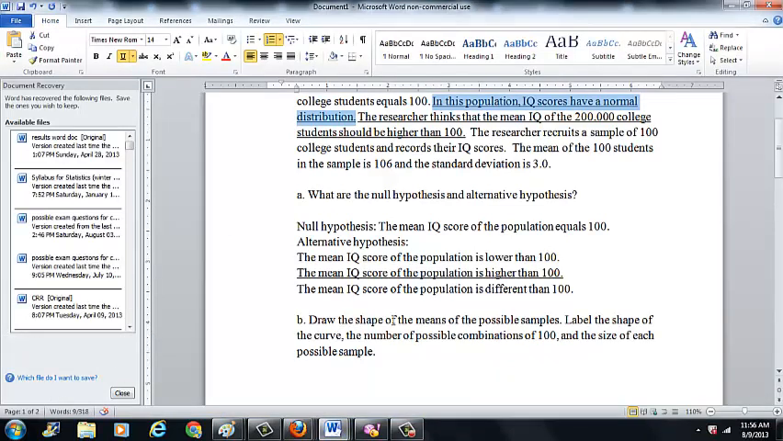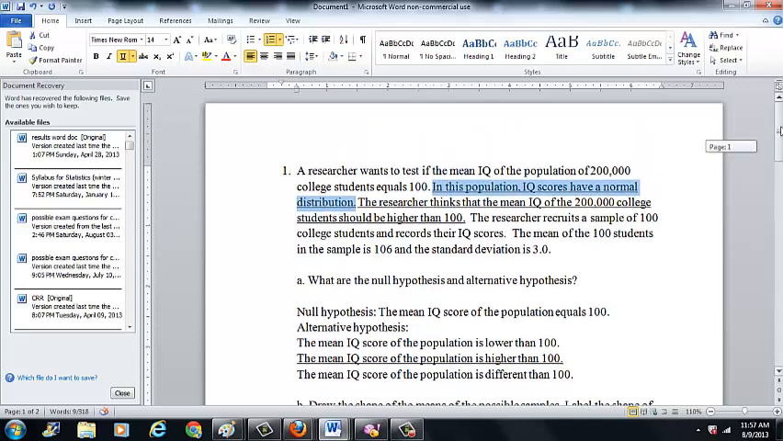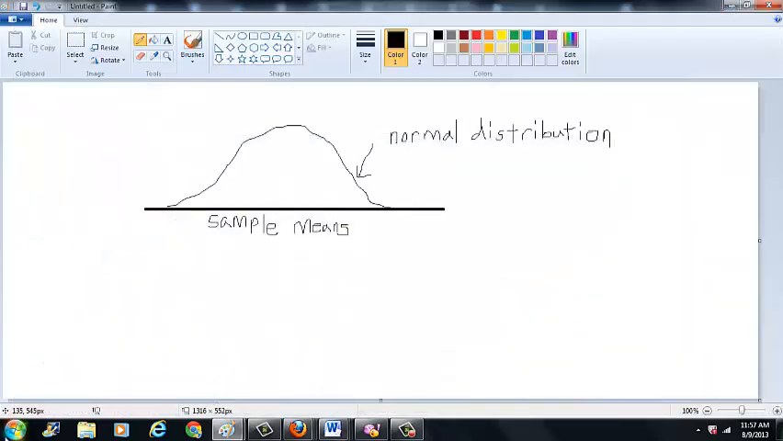So you've already drawn the shape of the means of your possible samples, and we've labeled the shape because we said it's a normal curve or normal distribution. We need to find out what the number of possible combinations of 100 people would be, the number of combinations that might be selected from the population. To do that, we need to go to our combinations calculator.